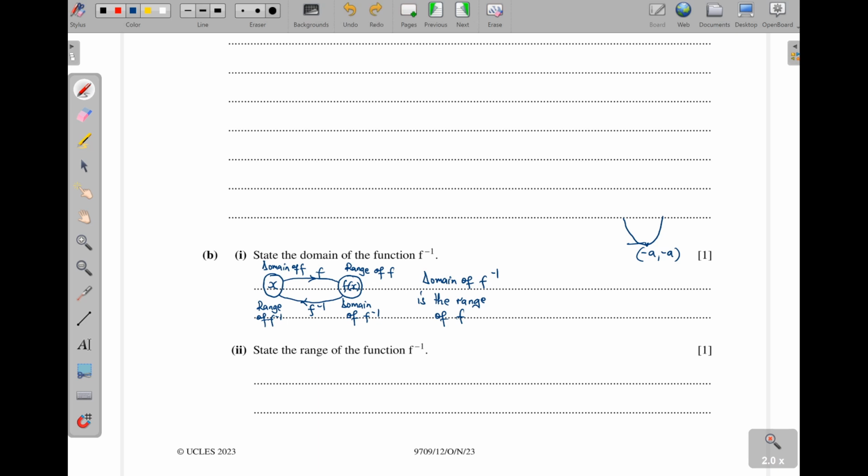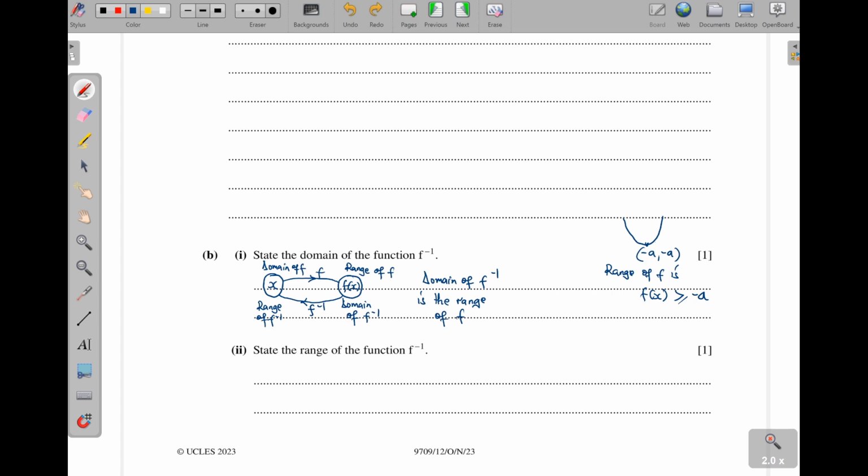Now, here for f of x, we can see that the range of f of x, in fact, let me just write, range of f is f of x greater or equal to negative a. Because it is U-shaped, that means all the values of f are bigger than this one here. In other words, this negative a is the minimum value.